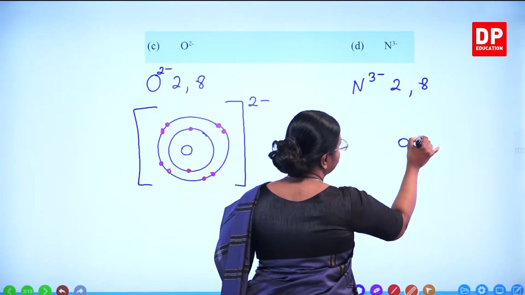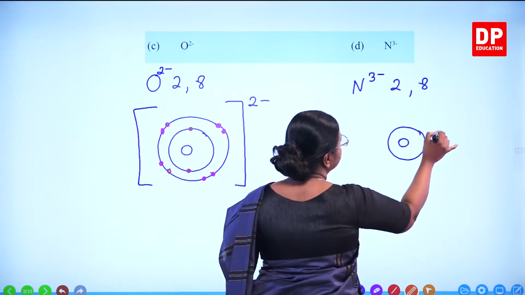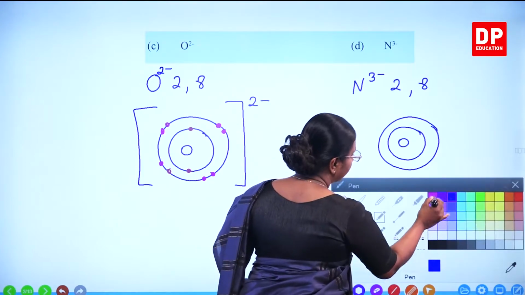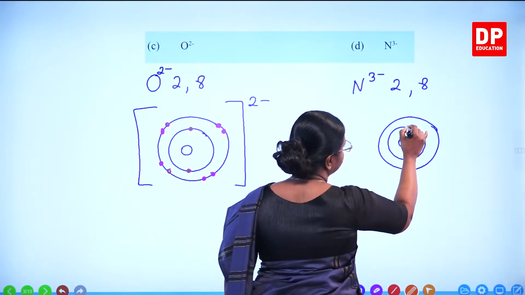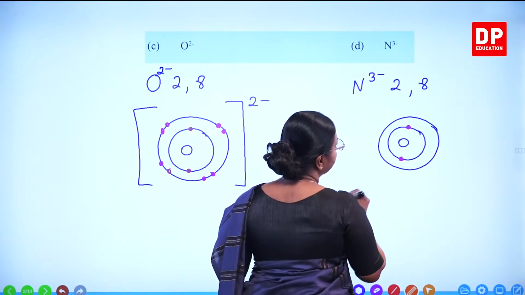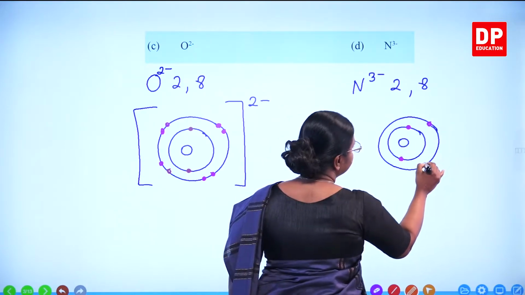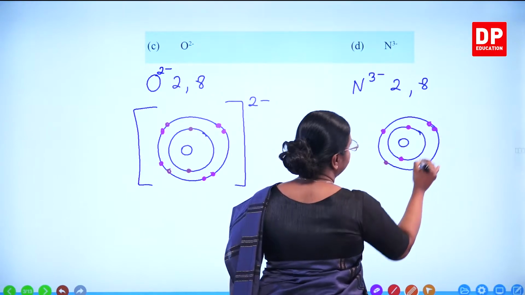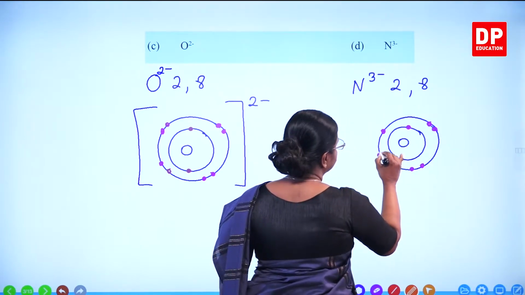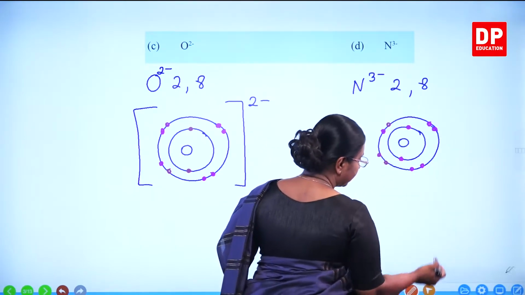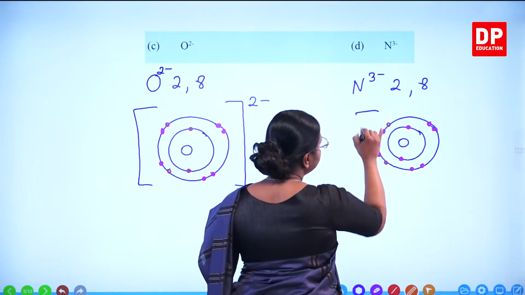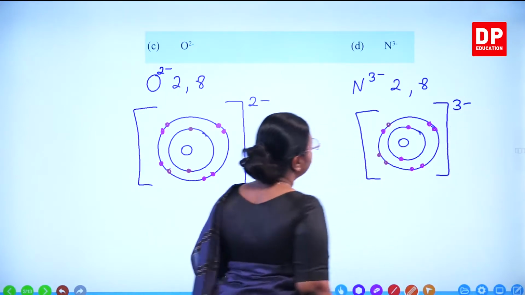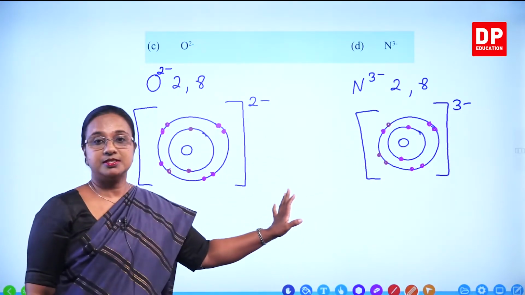So, the nucleus, then we have the first shell and the second shell. If I denote the electrons there, in the first one, there are 2 and in the second energy level, again there are 8 electrons. So, this has 3 negative charges. So, now can you all see, students?